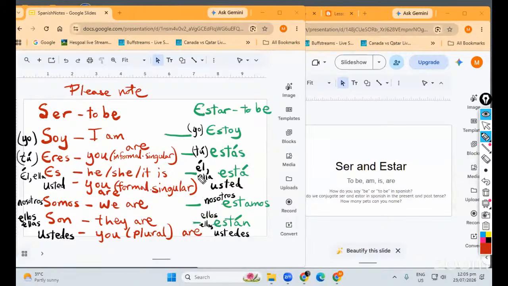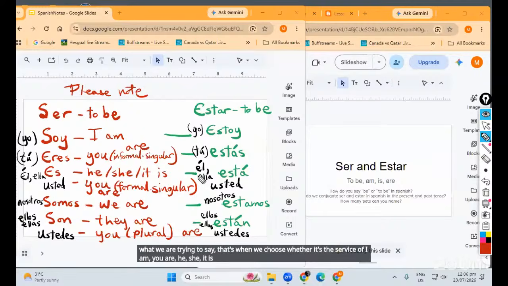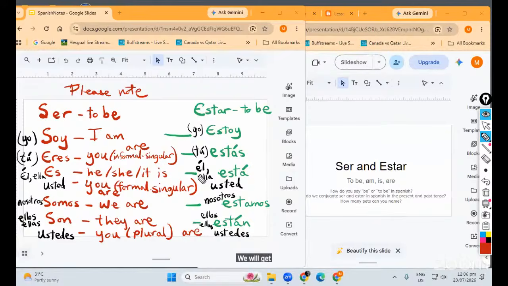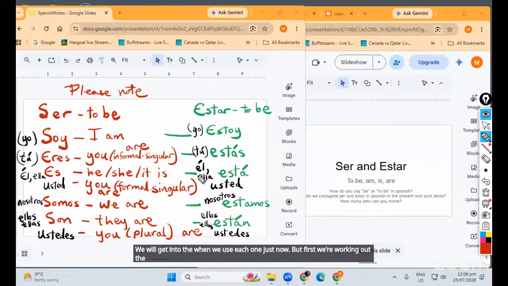Yes. So we have two different ways we could say each thing, and it depends on what we are trying to say. That's when we choose whether it's the Ser version of I am, you are, he, she, it is, you, we are, they are, you are, or the Estar version, right? We will get into when we use each one just now, but first we're working out the different forms, how you conjugate the verb, right?